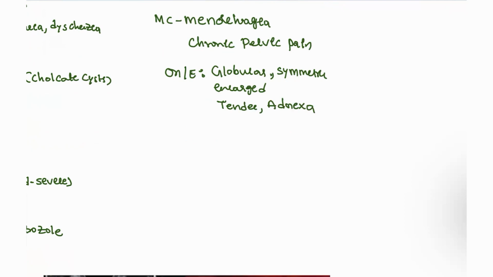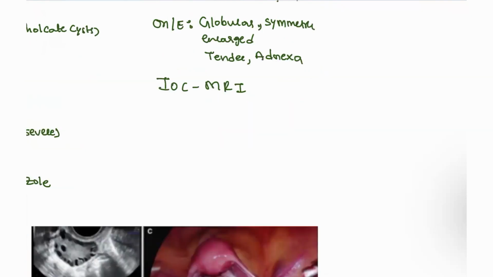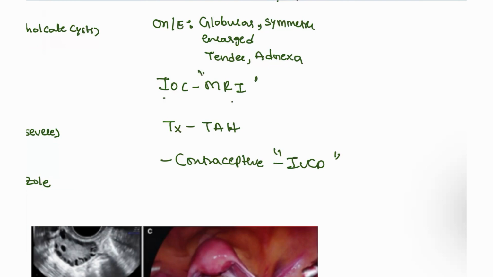Next, the investigation of choice for this patient is going to be MRI. Okay, MRI should be done, and the best treatment is total abdominal hysterectomy. That is the first thing that can be done for this patient. If the patient is reproductively active or the family is incomplete, we can go for a contraceptive, and the one we commonly use is the IUCD, the intrauterine copper device. Again, the investigation of choice is MRI, but the gold standard is biopsy.